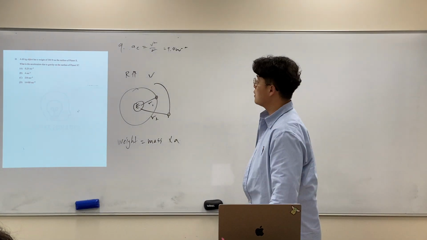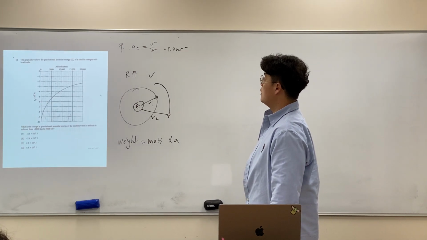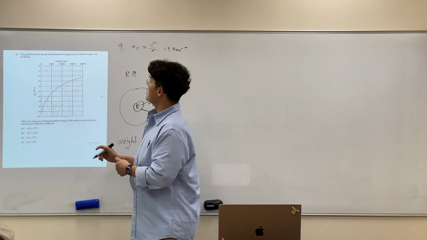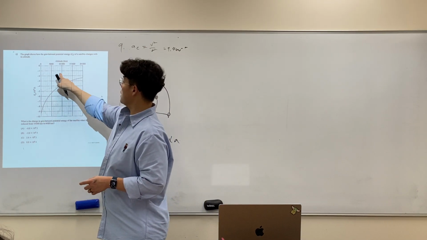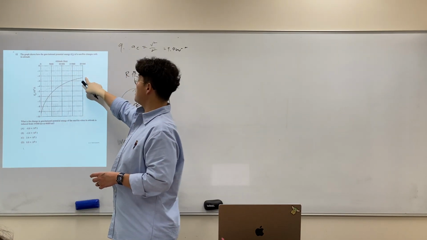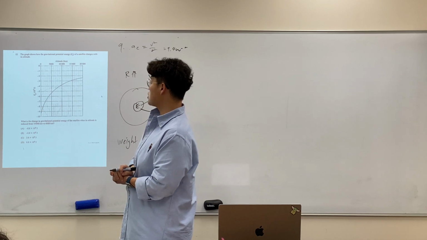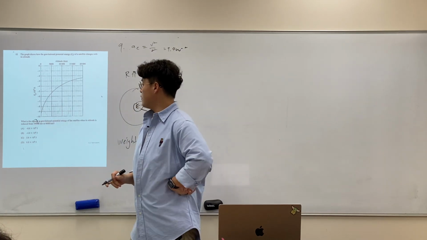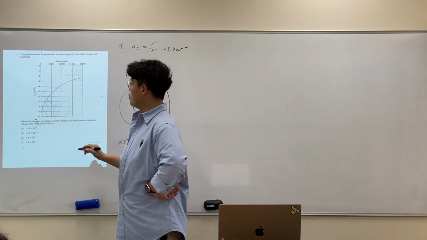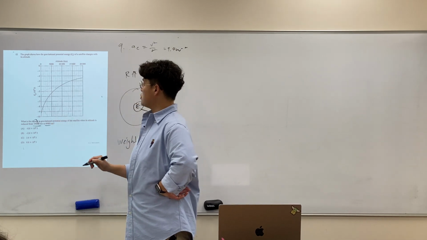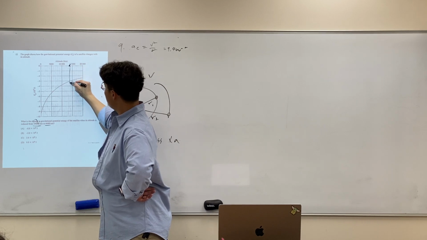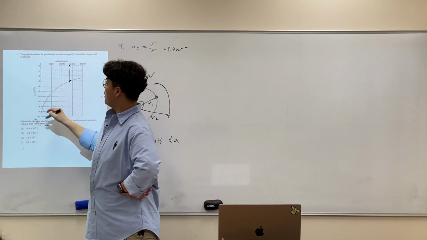Next one, 12. The graph shows how the gravitational potential energy, EP, of the satellite changes with its altitude. When the altitude is 0, the gravitational potential is almost minus 10, and it increases as we increase the altitude. Now, what is the change in the gravitational potential energy of the satellite when its altitude is reduced from 4000 to 1400? Let's think about 1400. It's here. Use a ruler, pick up the point. That shows you a gravitational potential of minus 3.